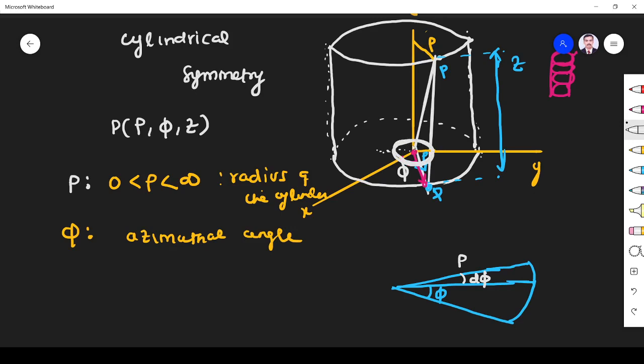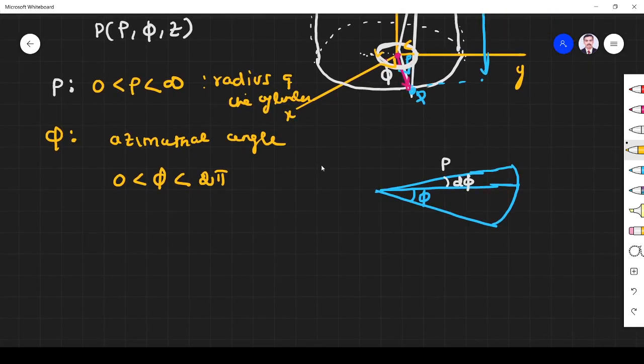It is the xy plane, where z is equal to 0, like I have drawn here. This is the xy plane. So it can start from here and go around a full circle. What is the range? Phi will vary from 0 to 360 degrees, or 2 pi. So that is the azimuthal angle.